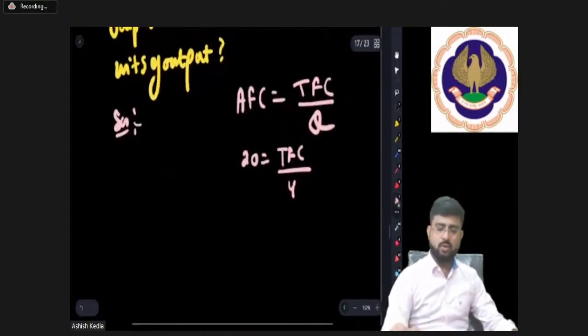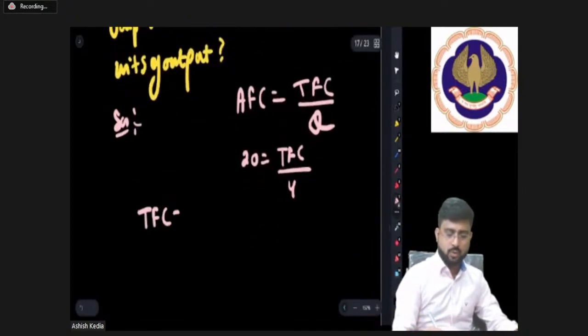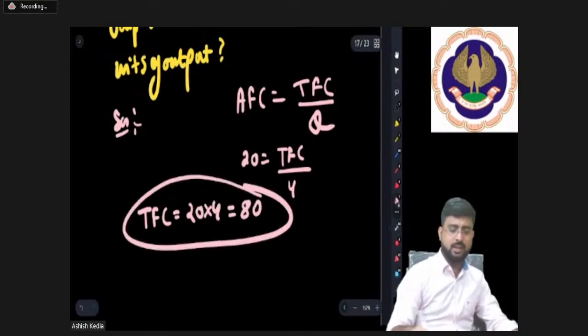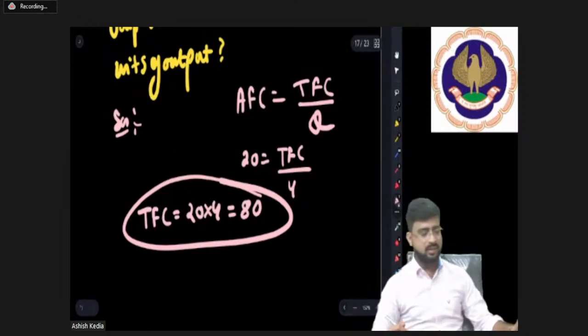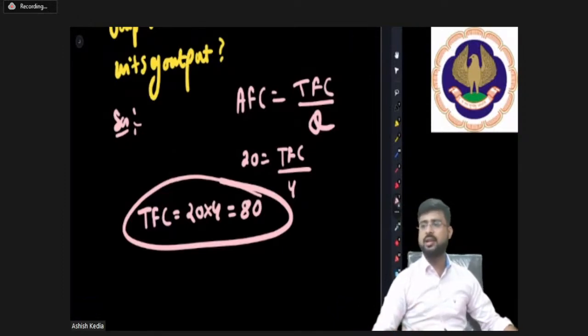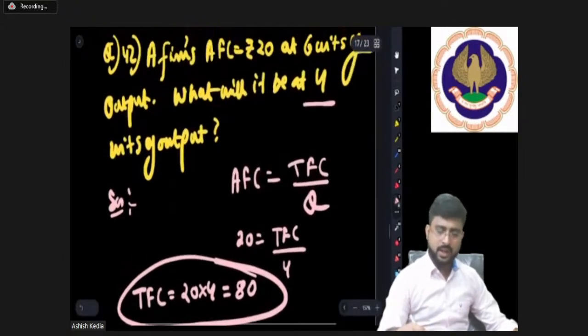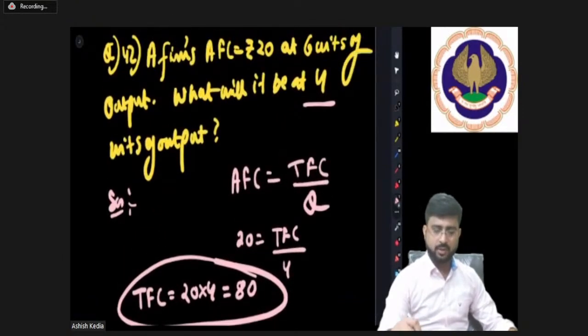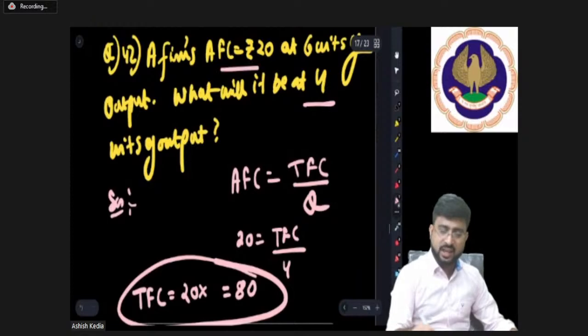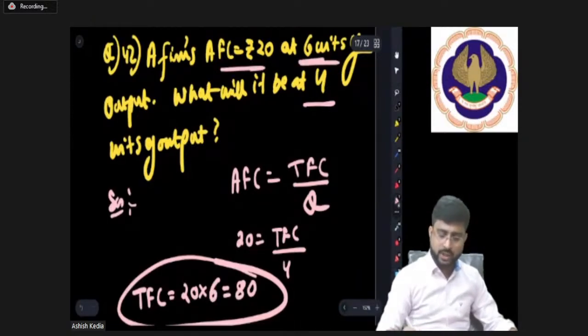So now what is total fixed cost? Total fixed cost is 20 into 4, that is 80. Now the fact that total fixed cost is 80, pay attention everyone. What will it be at 4 units? Okay, sorry, my bad. It's 6 now, AFC is 20 at 6. So 20 into 6, 120, correct.